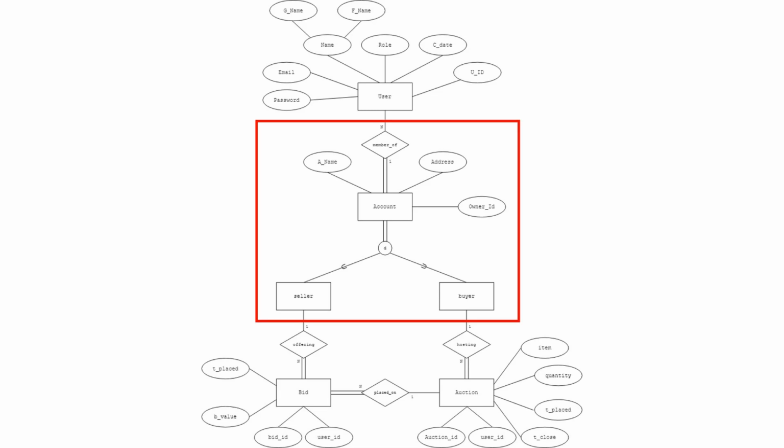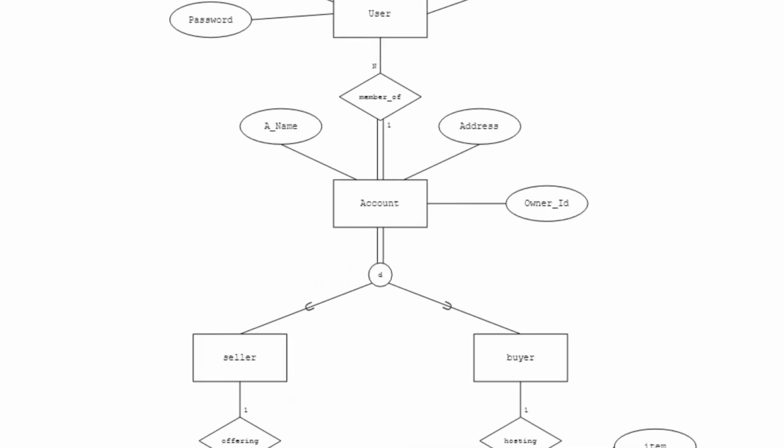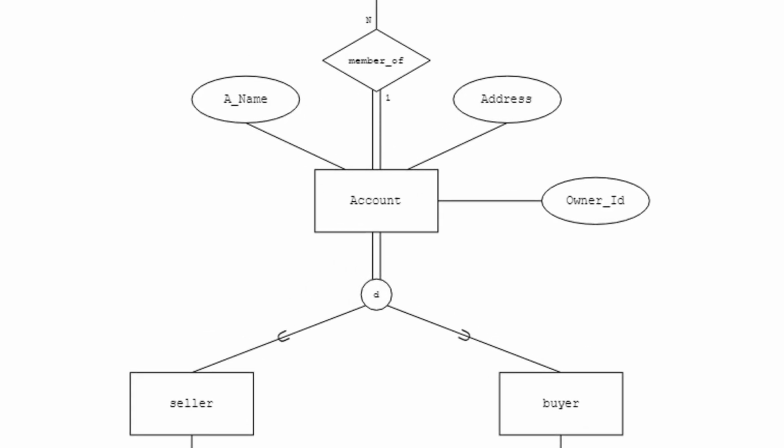The account entity is comprised of 3 attributes: the account name, the address, and the owner ID. Finally, the account is in a disjoint relationship, classifying each account as a seller or a buyer.